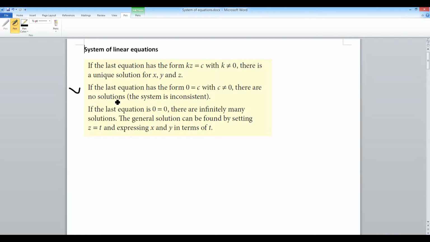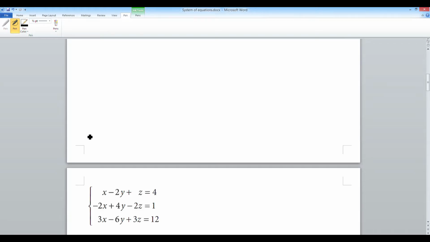If the last equation has the form 0 is equal to c, not 0 is equal to 0, please be careful. It must be 0 is equal to a constant number, then there are no solutions. The system is inconsistent. Or alternatively, if the last equation is 0 is equal to 0, there are infinitely many solutions and the general solution can be expressed in terms of t. Let's take a look at two examples.